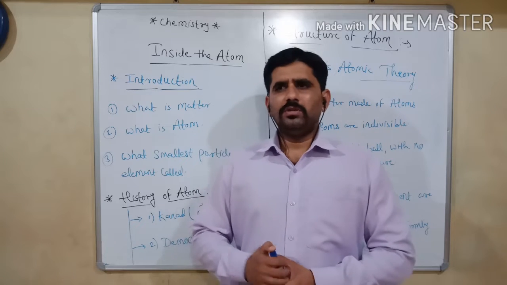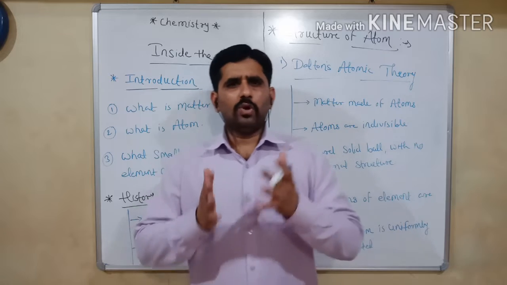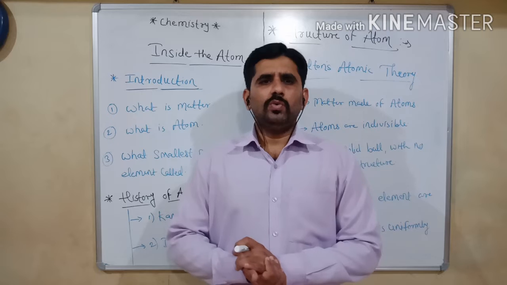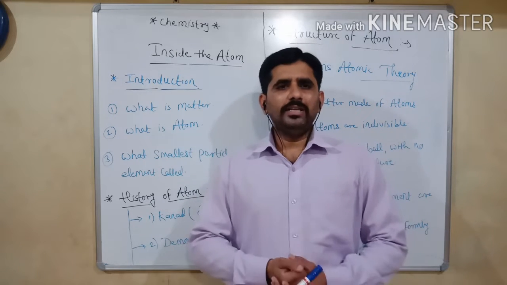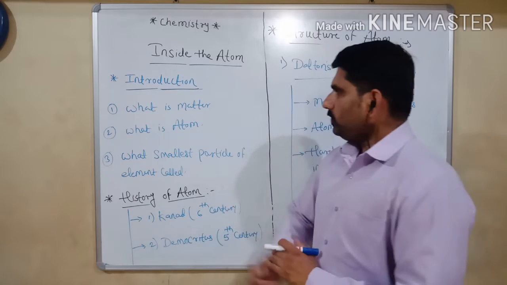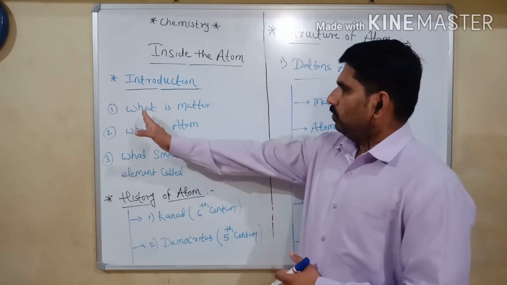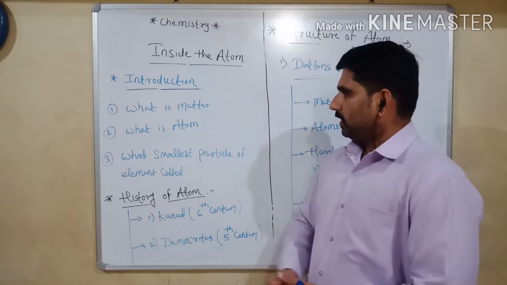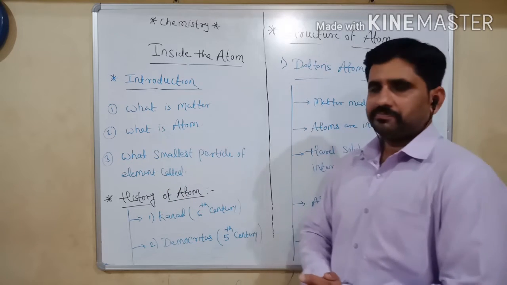We'll discuss the structure of the atom and different types of theories, observations and experiments given by the scientists. We will also try to understand certain basic concepts which we have already seen in previous standards. So let's see first. Here are three questions already given. What is matter? What is an atom? And what is the smallest particle of an element called?